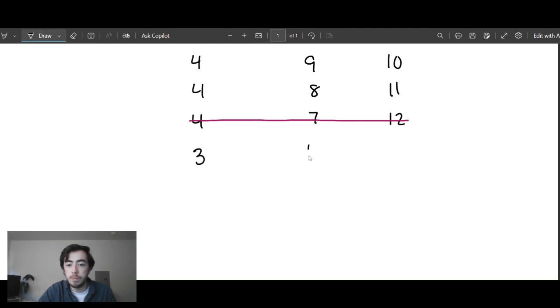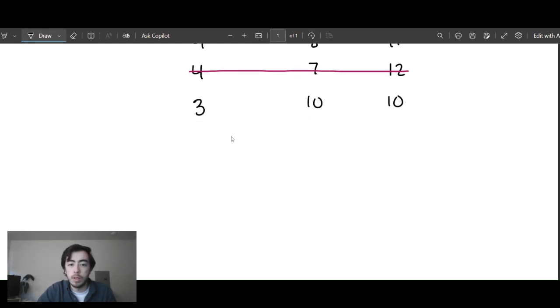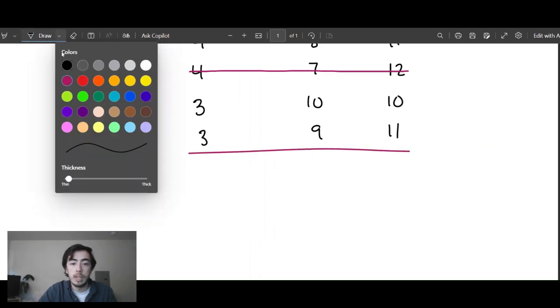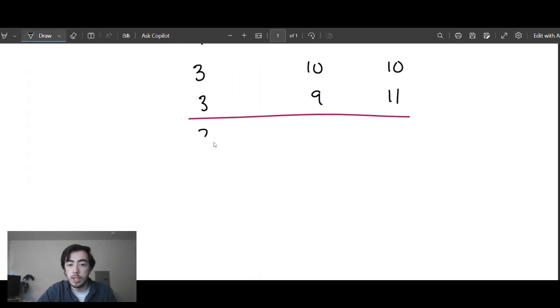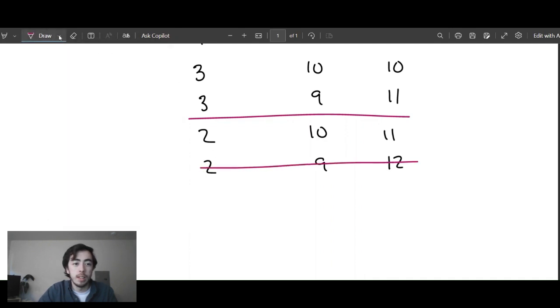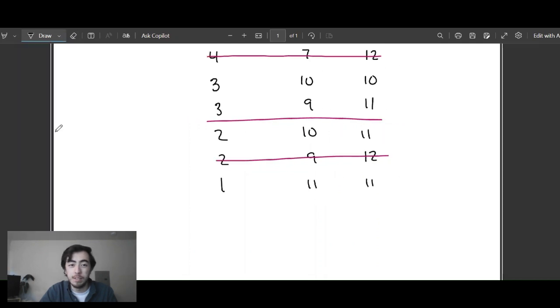3, 10, 10. 3, 9, 11, and then that adds up to 12. And then the next one would have been too small. And then we can go 2, 10, 11, 2, 9, 12. Oh, actually, yep, there it is. Shouldn't have done that one. And then I think I have one more, right? I have 1, 11, 11. So if my system worked, I should have 14 triangles.